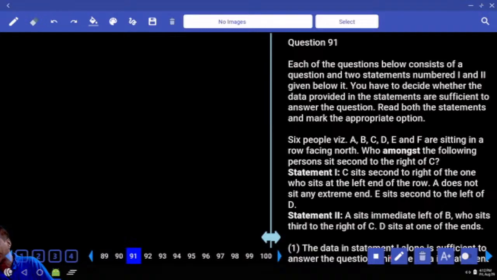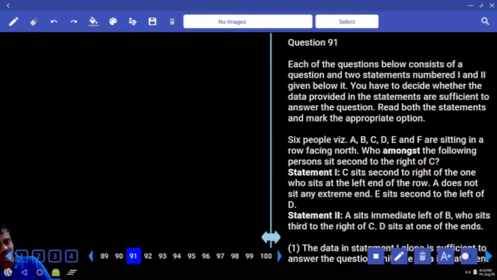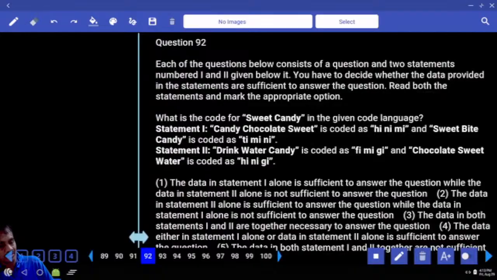My aim is 91. 91 and 92 come under data sufficiency. Data sufficiency is last priority in prelims, and first priority in mains. Now in data sufficiency, 91 is based on seating arrangement. Keep this one under the second priority. And 92 is coding and decoding. Coding-decoding is always under the first priority. Okay.